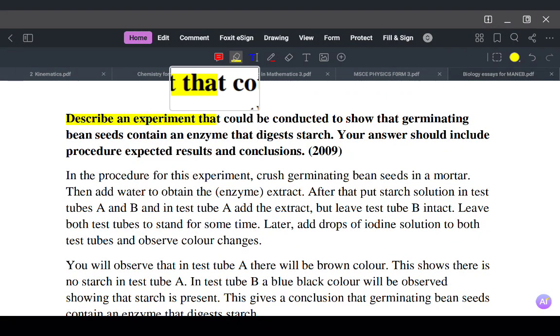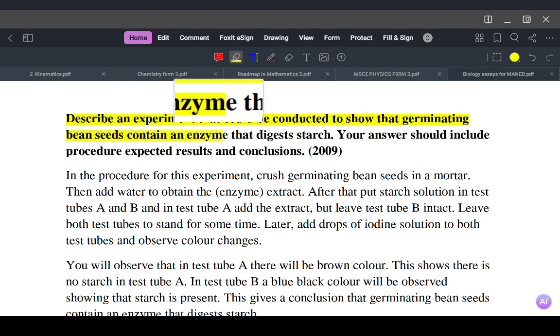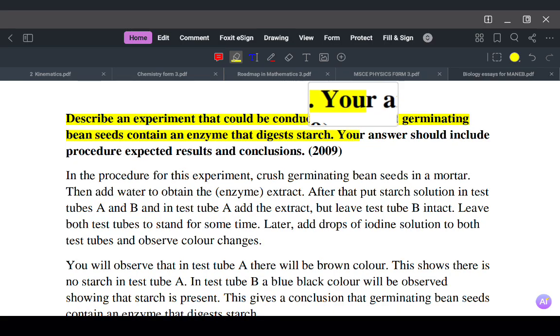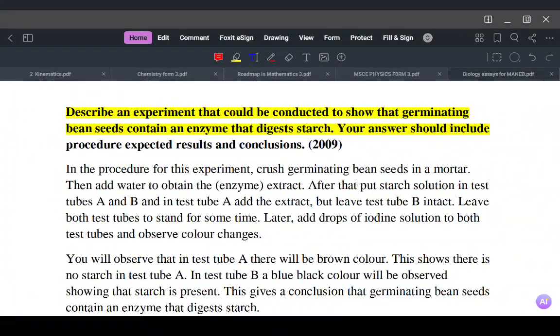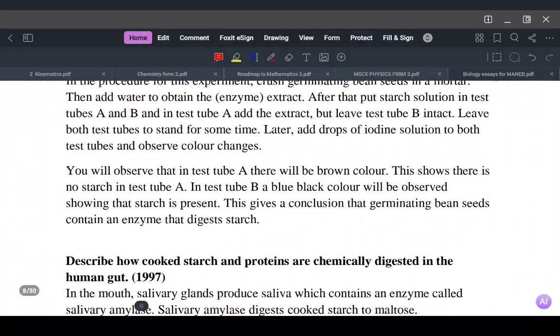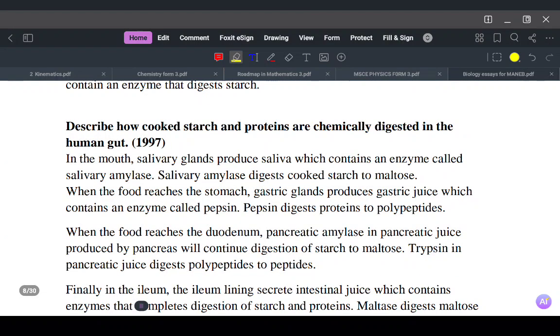Describe an experiment that could be conducted to show that a germinating seed contains an enzyme that digests starch. Your answer should include procedure, expected results, and the conclusion. Remember that an essay question is worth 10 marks. Therefore, it is important for you to learn how to write essays very well and correctly.